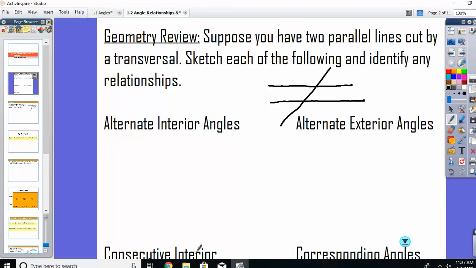So something like this. I'm going to draw this picture one time. I'm going to number my angles, and then we'll answer all these questions based on that. So draw your 2 parallel lines cut by a transversal.